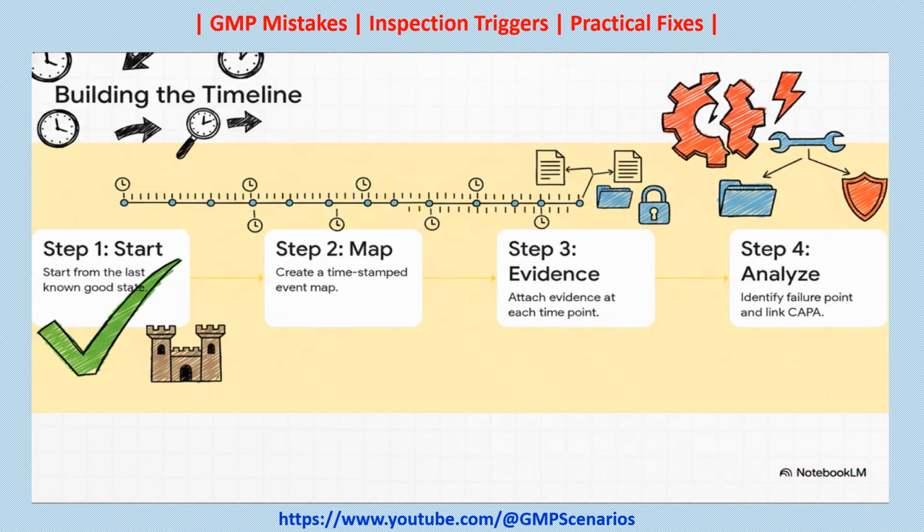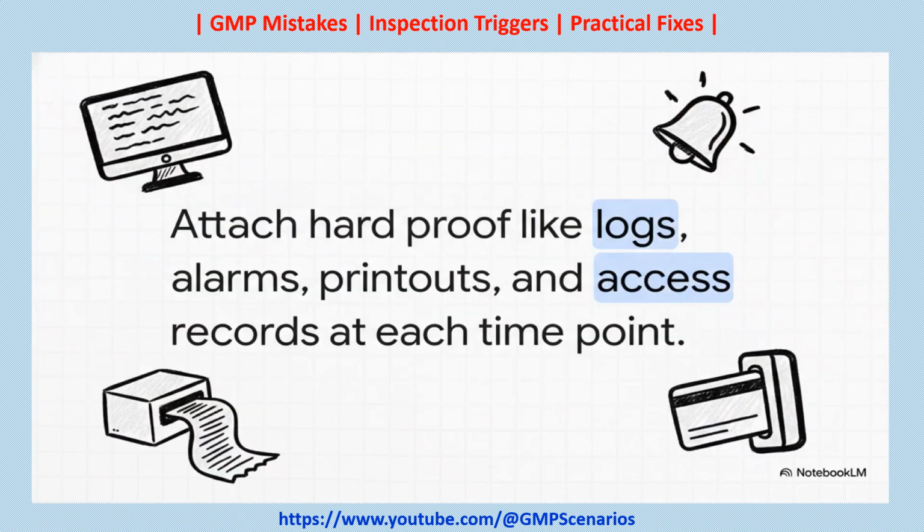First, you have to anchor your investigation. You start from the last known good state, the last point in time when everything was working perfectly. From there, step 2, you map out every single event that happened after that, each with a precise timestamp. Then, step 3, and this is absolutely critical, you attach hard evidence to every single one of those points. It's only after you've done all that, when you have a proven chain of events, that you can move to step 4, accurately pinpointing the failure and linking your corrective and preventative actions, your CAPA.